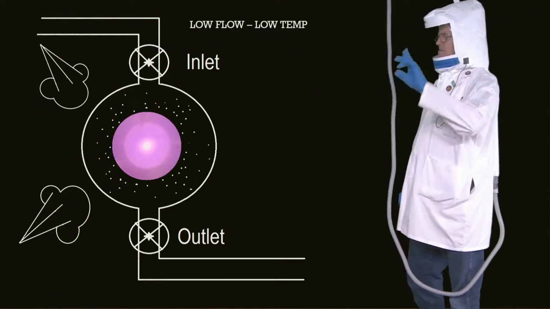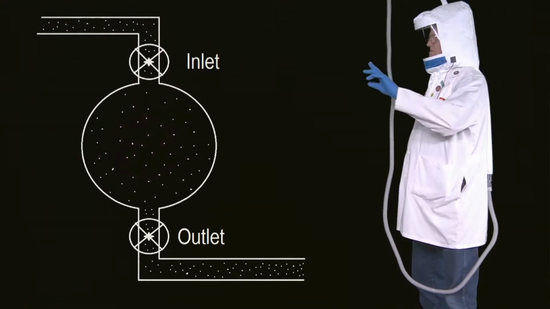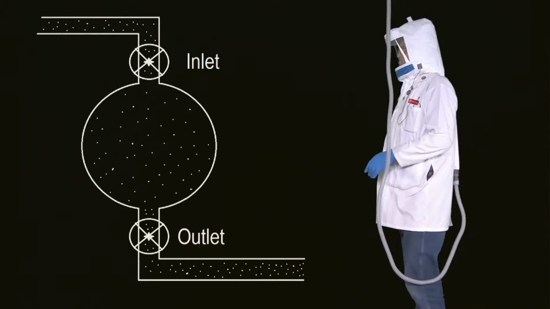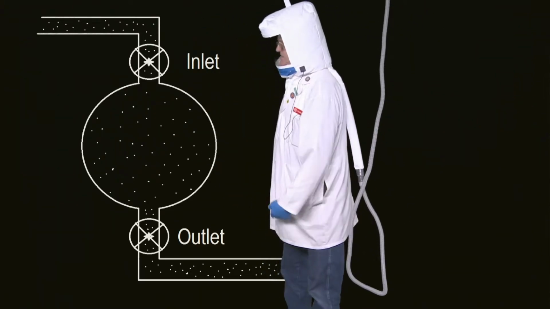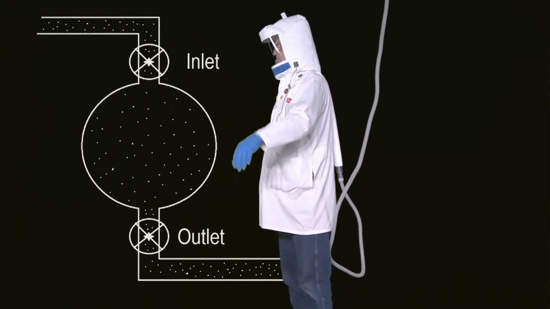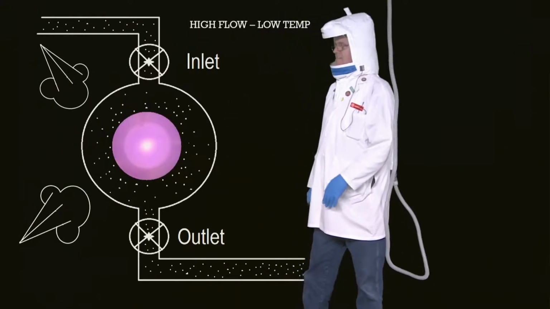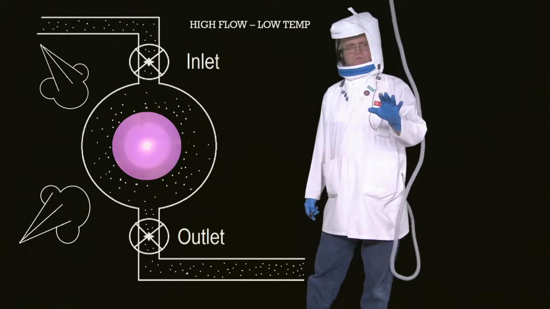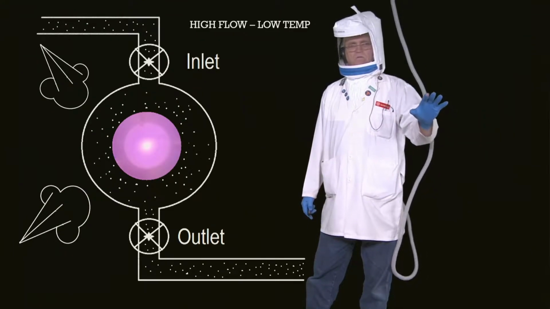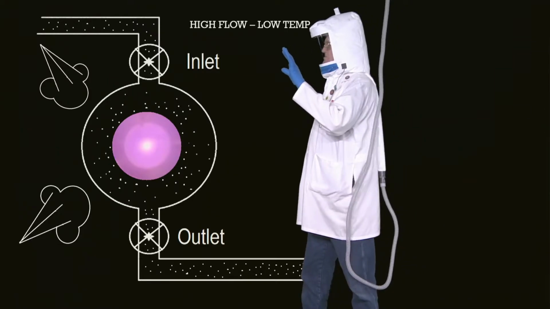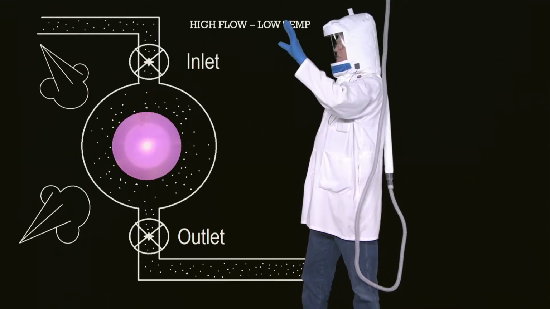And we're going to compare that to another configuration. And this one is high flow. As you can see, we've got lots of gas coming in, lots of gas going out, and a bunch of gas in the middle. We're going to light that gas off, and we're going to add the refrigeration so it's still cold. So we're still low temp, but now we're high flow.